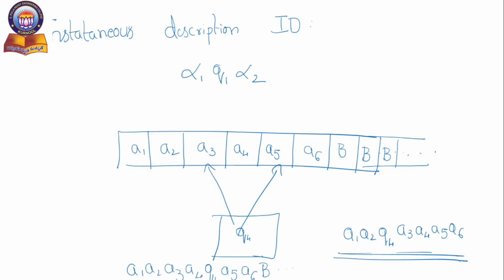Alpha 1 will represent the substring of the tape which is towards the left of the head, and alpha 2 represents the substring of the tape symbols which is towards the right side of the head, including the symbol that has to be read.